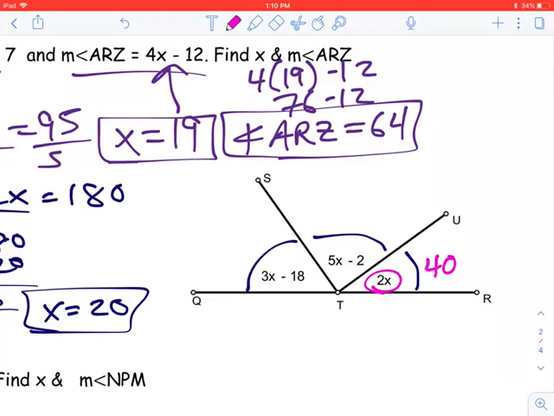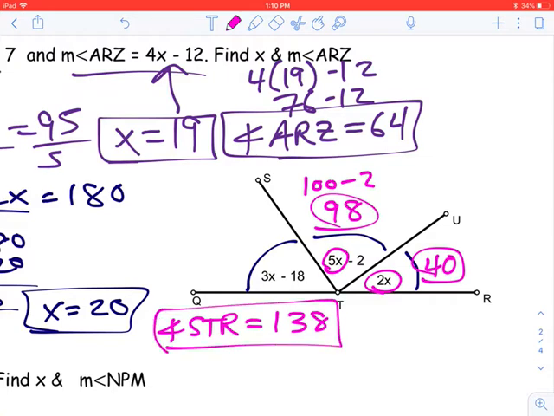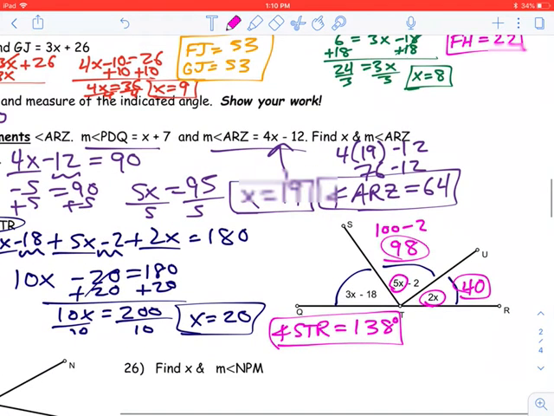And STR is this whole thing. So I actually need both of these parts of the angle. So 40, and then plug it in here, I get 20 times 5 is 100 minus 2, which is 98. So 98 plus 40 gives us angle STR, 98 plus 40, which is 138. And there we are, 138 degrees.